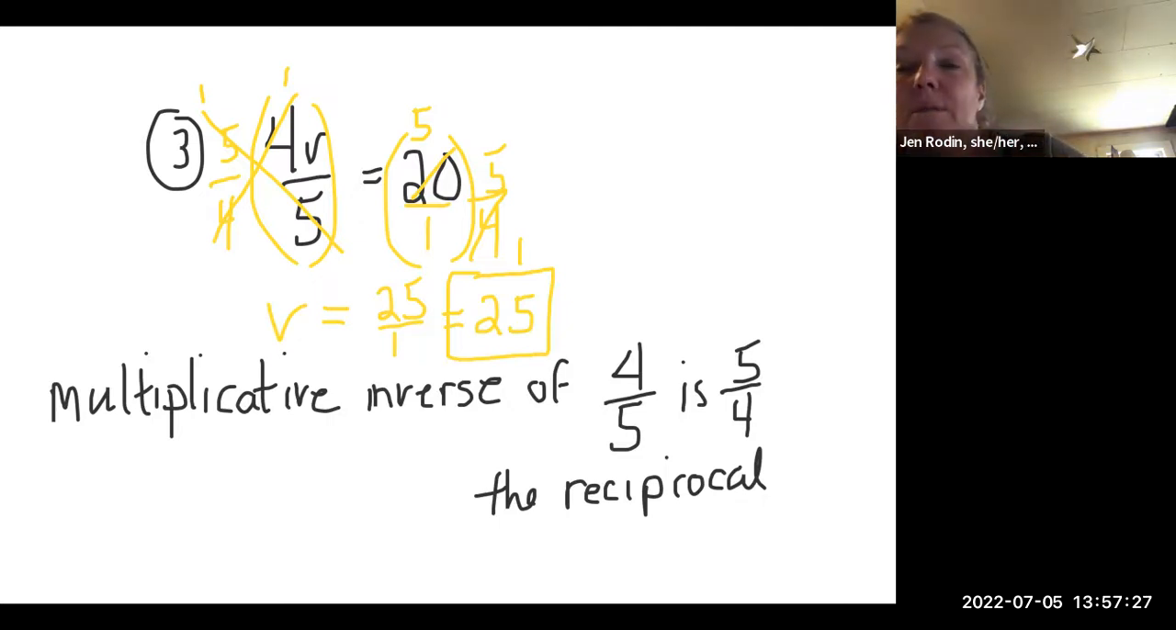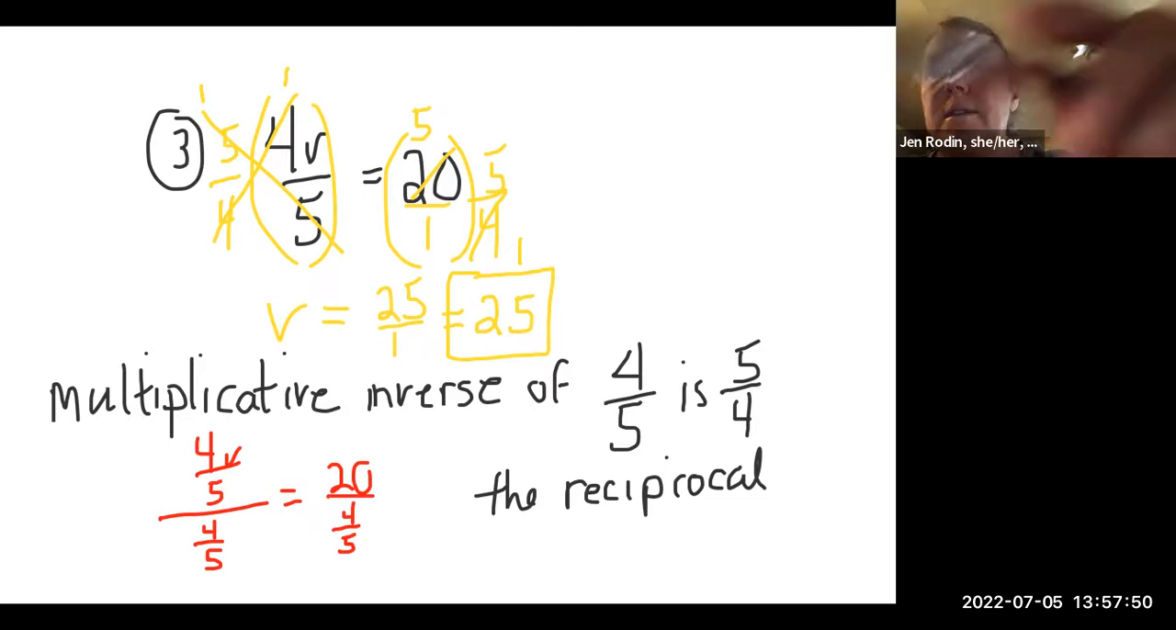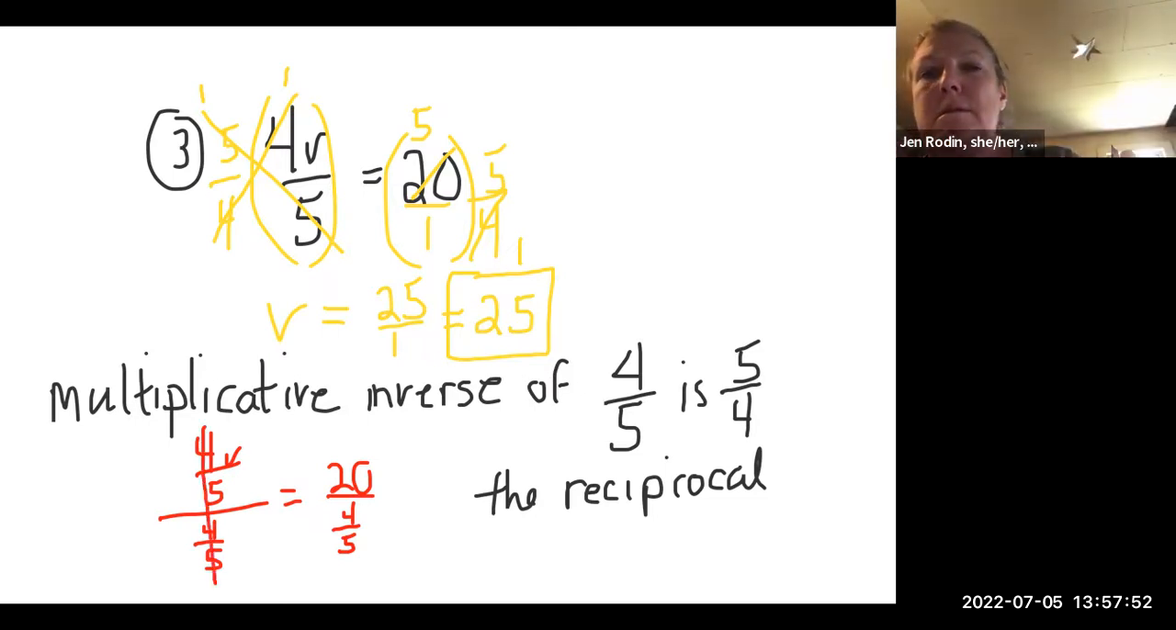Some people, and this would not be wrong, will say, well, why can't I do this? Divide both sides by 4/5. You can. The same thing will happen. You'll end up multiplying both of them by 5 over 4. And it'll just take an extra step. But you can, if you learned it that way. See, this will cancel. And you multiply 20 by the reciprocal of the denominator. And you'd still get v equals 25.